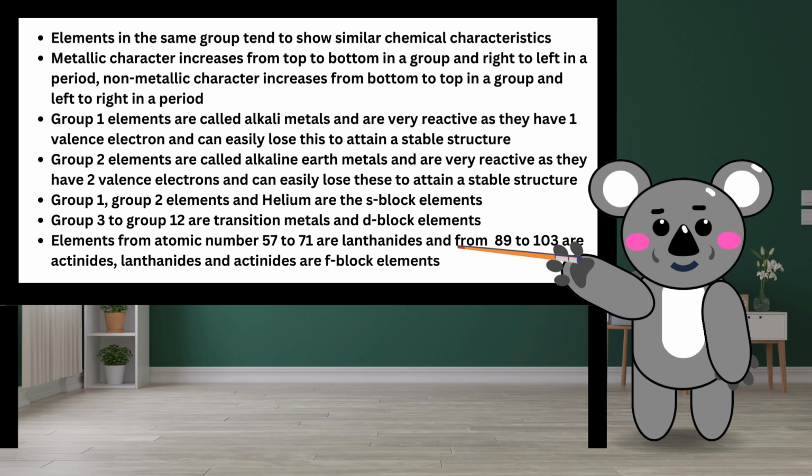Group 1 elements are called alkali metals and are very reactive, as they have one valence electron and can easily lose this to attain a stable structure. Group 2 elements are called alkaline earth metals and are very reactive, as they have 2 valence electrons and can easily lose these to attain a stable structure. Group 1, Group 2 elements and helium are the s-block elements. Group 3 to Group 12 are transition metals and d-block elements. Elements from atomic number 57 to 71 are lanthanides, and from 89 to 103 are actinides. Lanthanides and actinides are f-block elements.